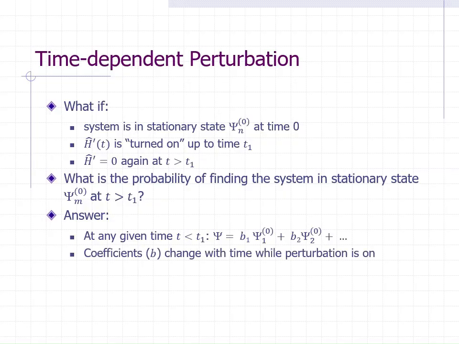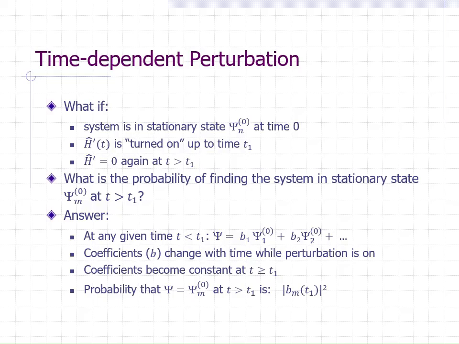In general, while the perturbation is on, psi will be a linear combination of the zeroth-order wave functions, but the coefficients will be changing with time while the perturbation is on. When the perturbation is turned off at time t sub 1, the coefficients from that time going forward will remain constant. As we have seen in an earlier lesson on the postulates of quantum mechanics, the probability that the system will be in stationary state psi sub m naught is equal to the square magnitude of the coefficient of psi sub m naught at time t sub 1. So, time-dependent perturbation theory allows us to calculate how likely it is for a system to transition from one state to another due to a time-dependent disturbance.